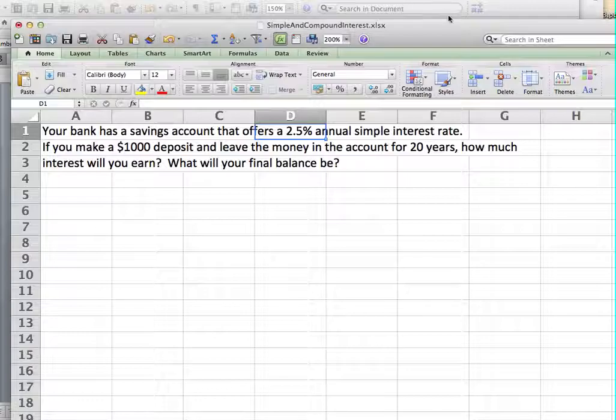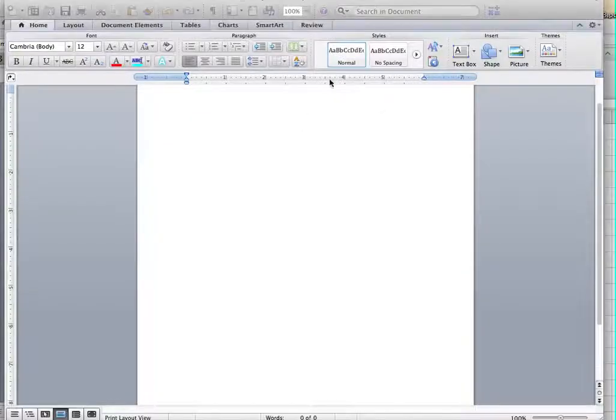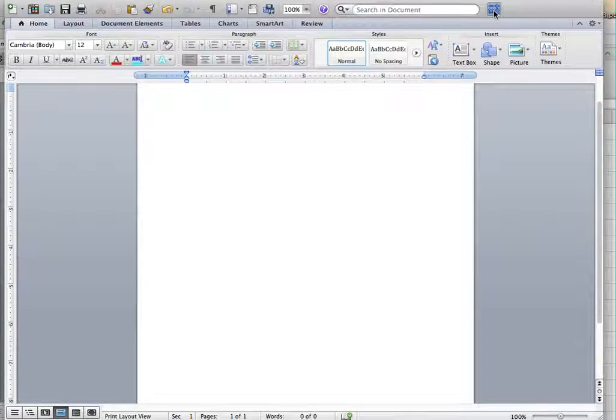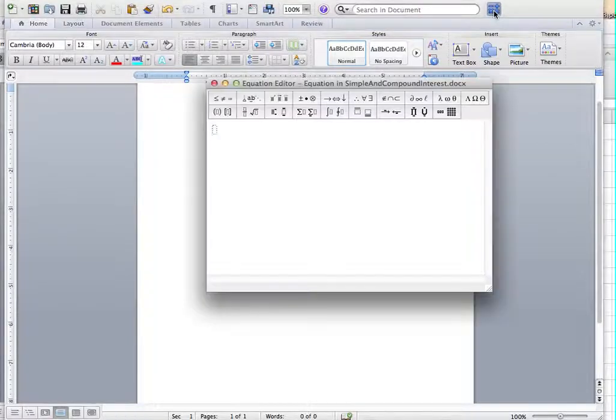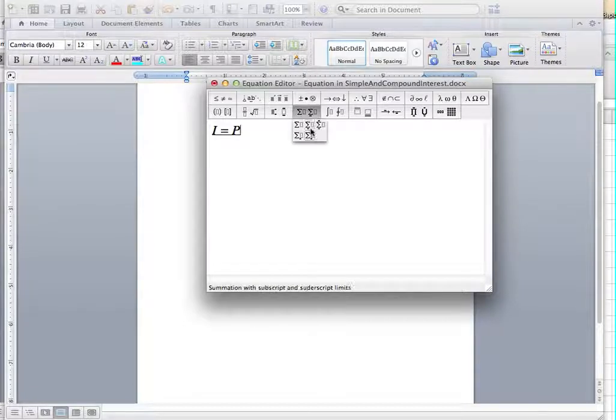So what do I mean by proportionality? Let's write down an equation here. We're going to let I, capital I, represent the amount of interest that you earn. I'm going to let P represent the principal, the amount you deposit at the beginning of the time period. I'm going to let R be the interest rate and T be time.